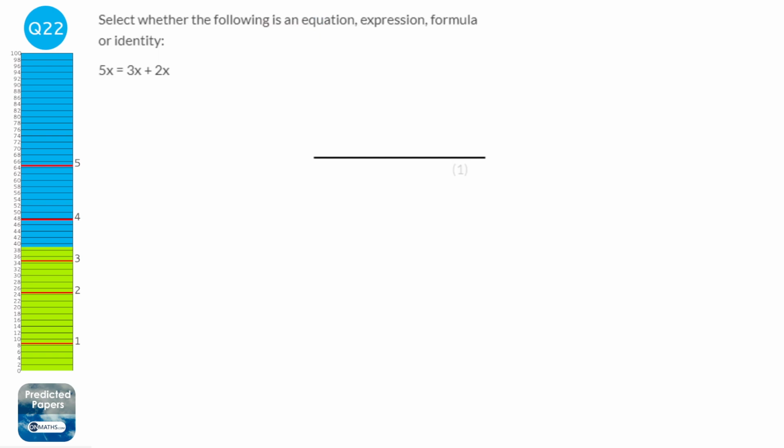To answer this question, we need to know what an equation, expression, formula, and identity is. So the formula is basically an equation, but for real-world things. So area equals pi r squared. It's where the letters actually mean something. Expression is just algebra without the equal sign. So 5x plus 3 would be an expression.